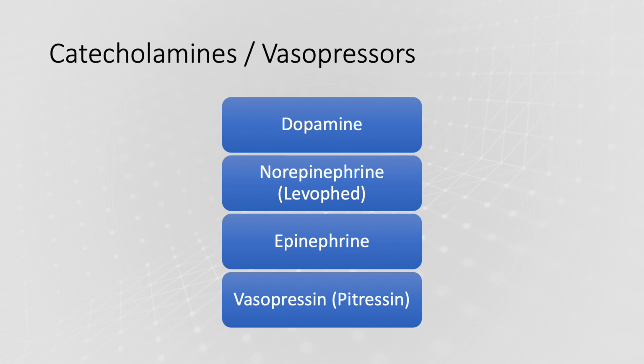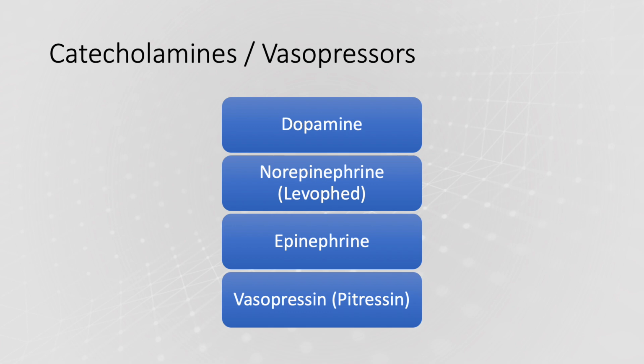So again, dopamine at low doses can increase renal perfusion and heart rate. At higher doses, though, it acts as a vasopressor, increasing blood pressure by causing vasoconstriction and improving cardiac output. Norepinephrine, or Levophed, is a powerful vasoconstrictor, often the first line of treatment for septic shock. It increases MAP by raising both systolic and diastolic blood pressure without significantly increasing heart rate.